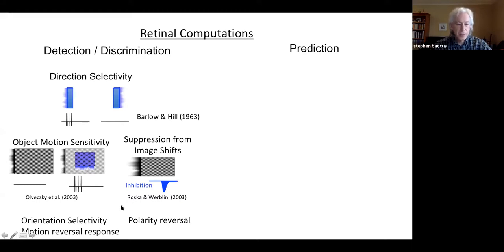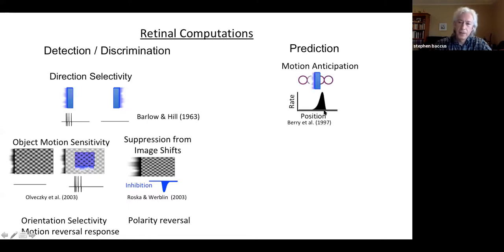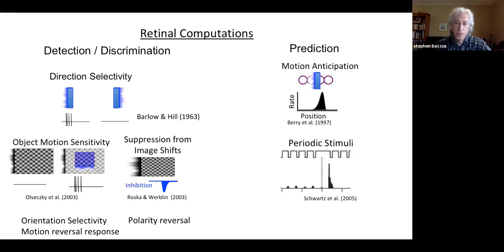Other computations such as orientation selectivity, special responses when a moving object reverses, cells that reverse polarity. In the predictive category, one computation is called motion anticipation, where a population of cells will shift its activity in the direction of movement, and this is thought to compensate for processing delays when objects move. An interesting phenomenon called the omitted stimulus response, where in response to a periodic stimulus that suddenly ceases, cells will fire a predictive burst of spikes at the time of the expected missing stimulus.